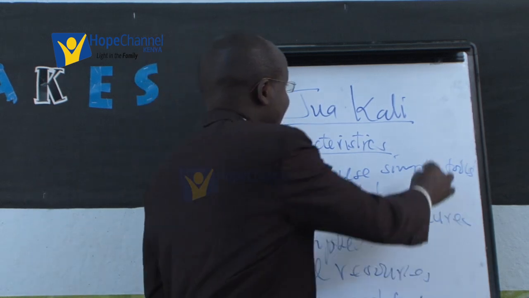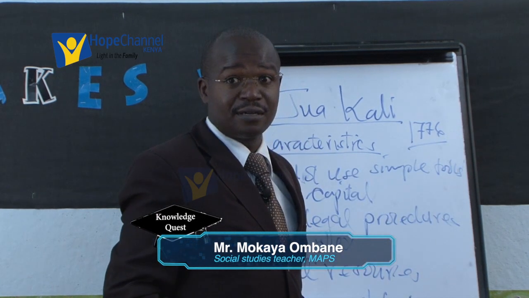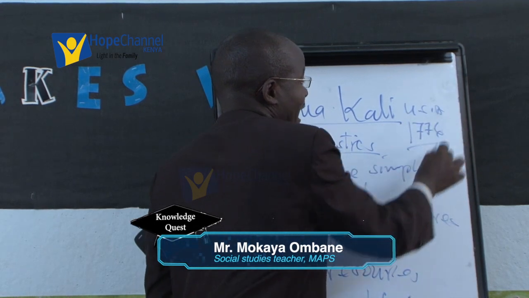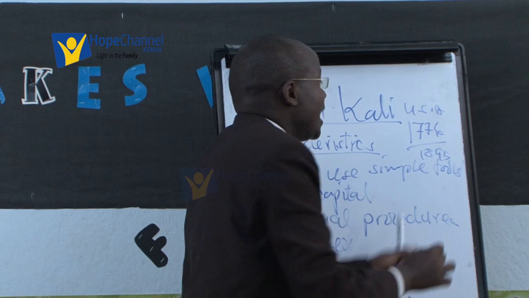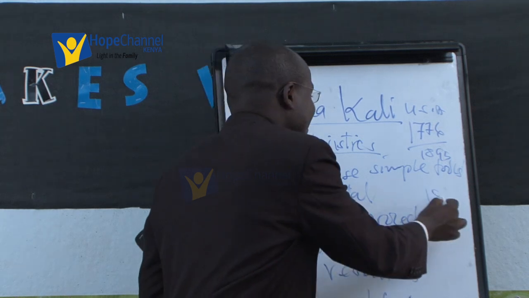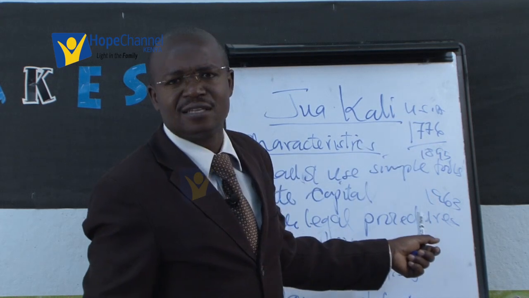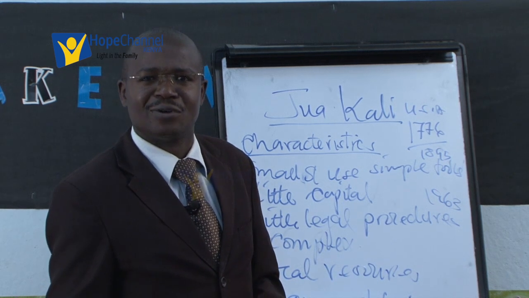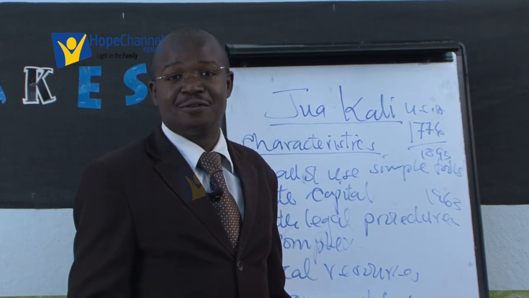For instance, America gained independence in 1776 from Britain. That is, I'm talking of the USA. And Kenya was colonized in 1895. So 100 years after America gained independence, that's when we were colonized. And we gained independence in 1963. So you can see, it's almost 163 years. So we cannot compete with those people, but we have to struggle and compete in this world as we wait for Jesus Christ.